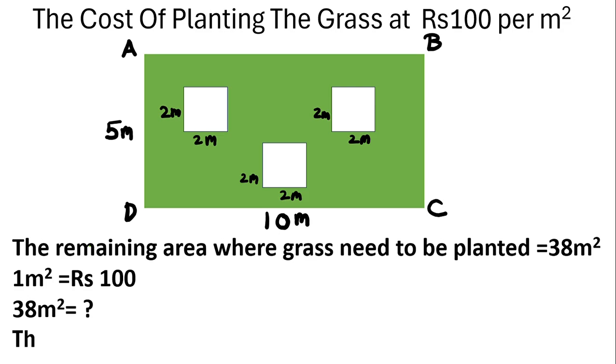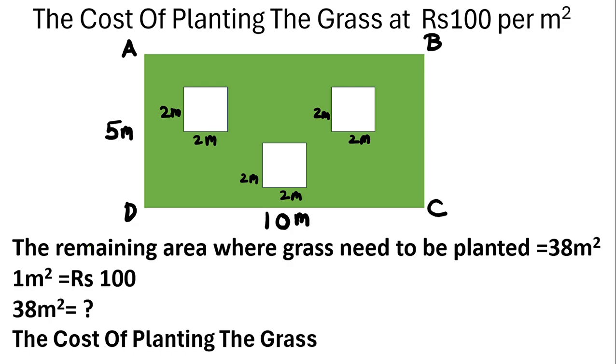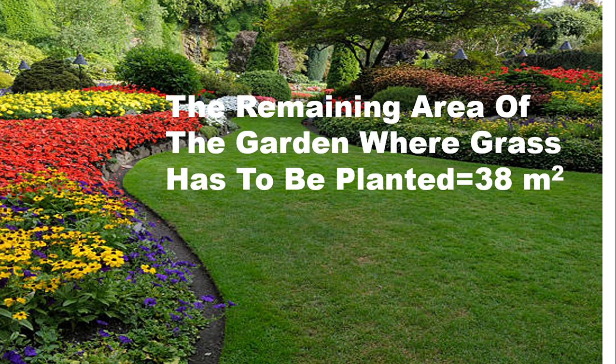It's very simple, students. If you want to find the cost of growing the grass in this area, we do not again mug up the formula. The formula is simple, that is cost per meter square into the area. That is rupees 100 into 38, that comes to 3800. So here we have it. We used simple maths to solve a real world problem. The total cost.